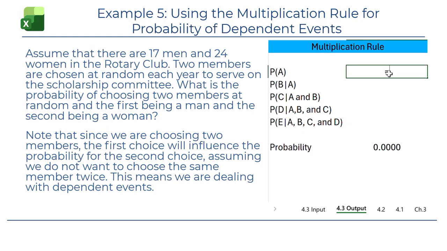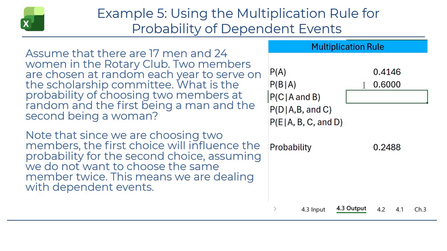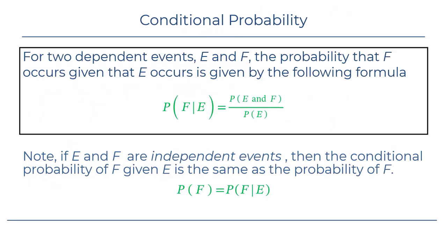So we have 17 men. And then you can either add 17 and 24 in your head, or you can let Excel do that work for you. And then we're going to choose a woman. Now, again, we're choosing a woman, assuming a man has already been chosen. So now there are still 24 women because we haven't chosen a woman yet, but now there are 16 men and 24 women. So we can see that the probability is 0.2488, or about 24.9%.